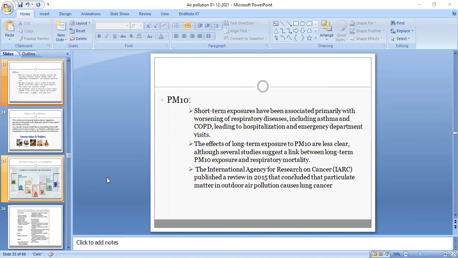Now the particulate matter of 10 micrometer in size. Short-term exposure has been associated primarily with worsening of respiratory diseases, including asthma and COPD, leading to hospitalization and emergency department visits. The effects of long-term exposure to PM10 are less clear, although several studies suggest a link between long-term PM10 exposure and respiratory mortality. The International Agency for Research on Cancer published a review in 2015 that concluded that particulate matter in outdoor air pollution causes lung cancer.